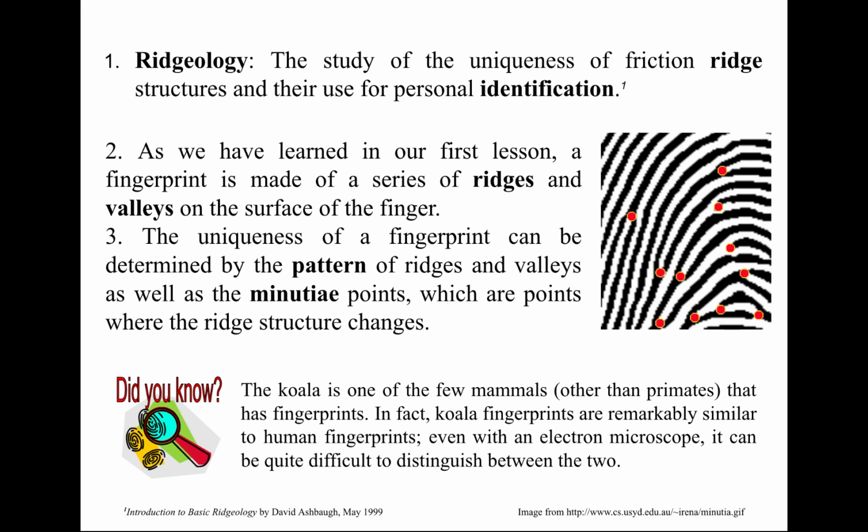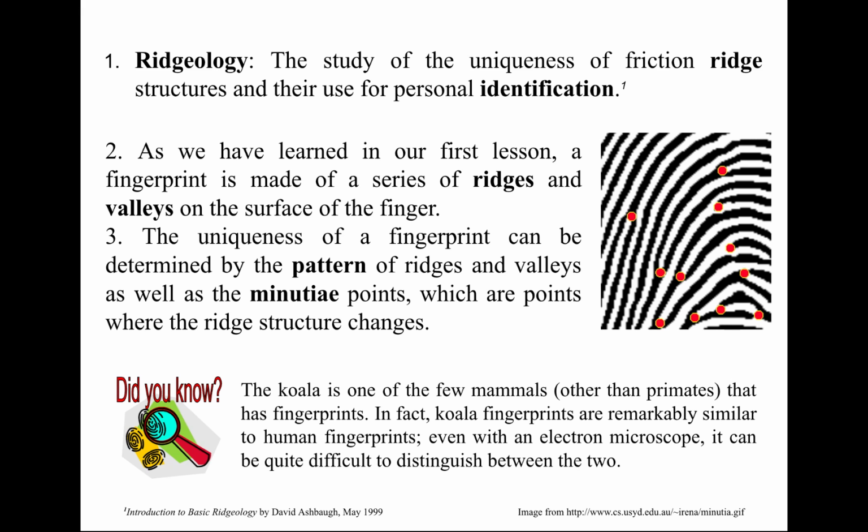So a fingerprint is going to be made of a series of ridges and valleys on the surface of the finger. And the ridges are what we're going to see as the lines, and then the white space would be the valley. Now, the uniqueness of a fingerprint can be determined by the pattern of ridges and valleys, as well as these minutiae, which are points where the ridge structure changes.